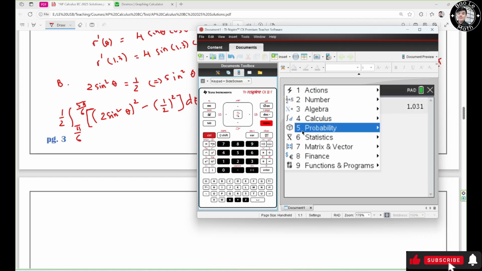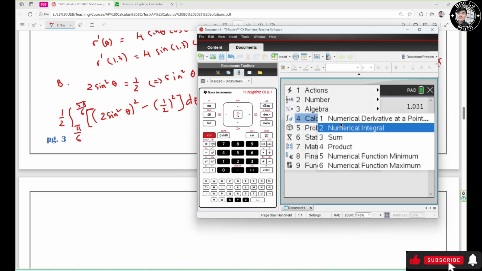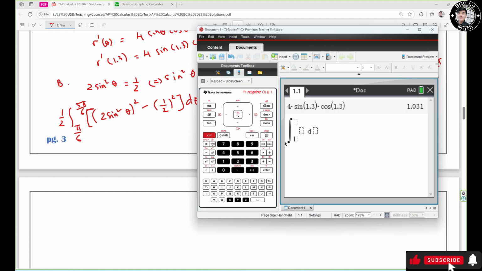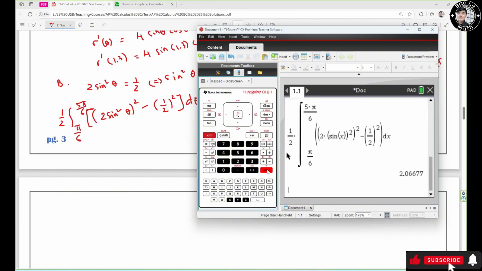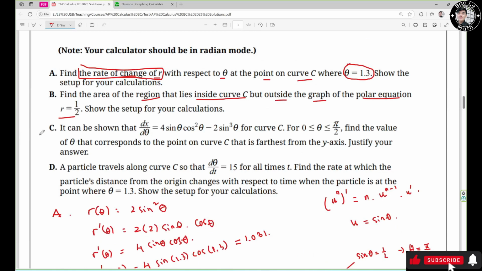Now we're going to use the calculator to solve this one. We hit menu calculus right here, number 2, and then right here we put pi over 6. Now you hit enter. The answer is 2.0667. Alright, let's move on to question C.